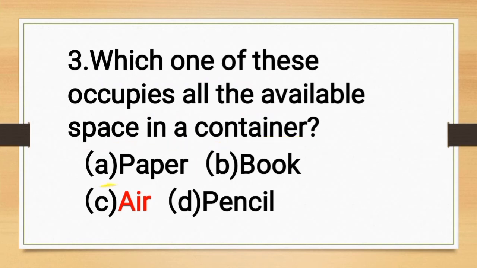Options are A, paper. B, book. Option C, air. Option D, pencil. Answer is option C, air, which is an example of a gas. And in a gas, particles are packed very loosely, and therefore they can occupy all the available space in a container.